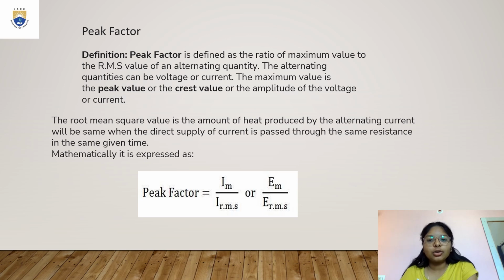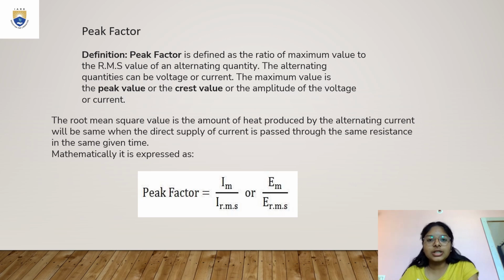The maximum value is the peak value or the crest value or the amplitude of the voltage or current. The root mean square value is the value at which the heat produced by the alternating current will be the same as when direct current is passed through the same resistance in the same given time.